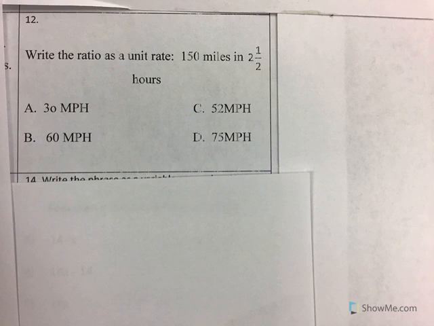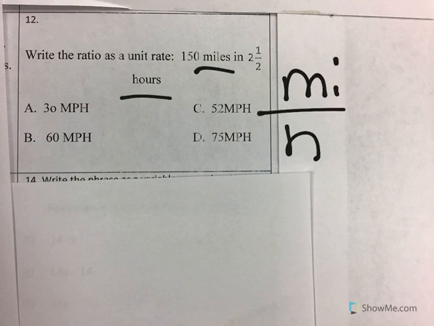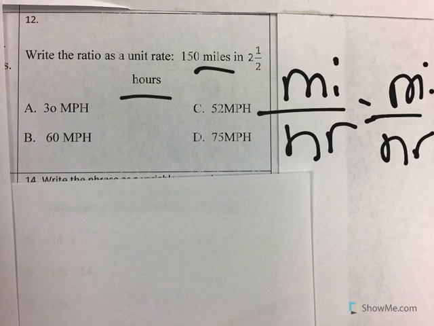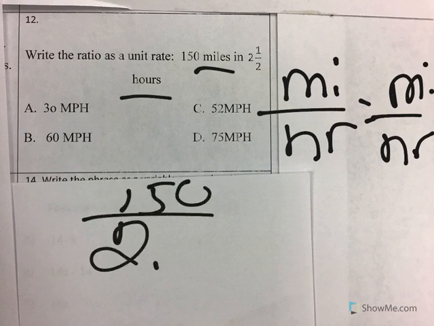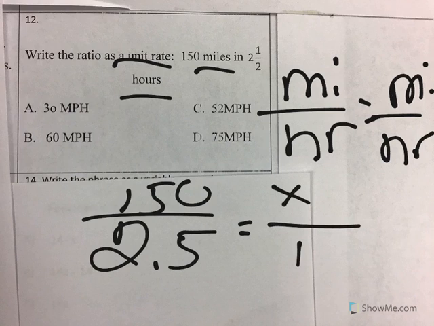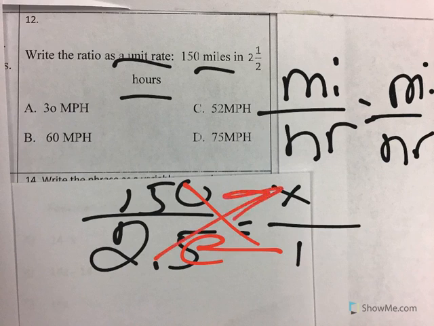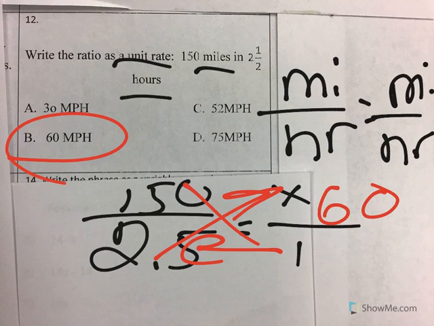Okay, number 12, the ratio, write the ratio as a unit rate, miles to hours. So this time miles over hours is equal to miles over hours. So I know it's 150 miles in 2.5 hours. And since it's a unit rate, I want to find out how many in 1 hour. I'm going to cross multiply. 150 times 1 is 150. Divide by 2.5, and that will give me 60. So my answer is B, 60 miles per hour.